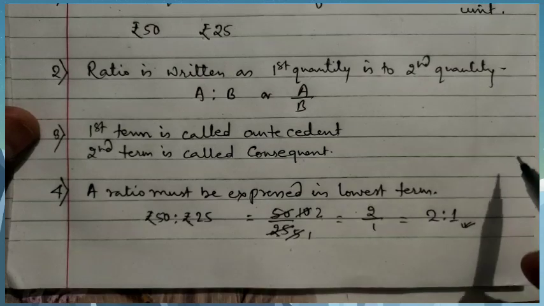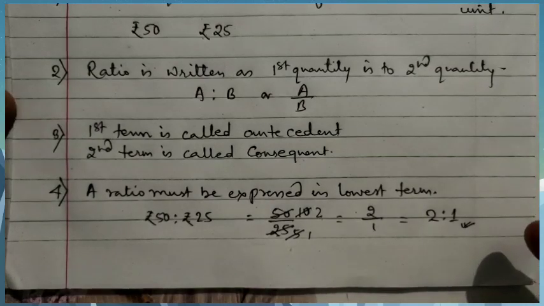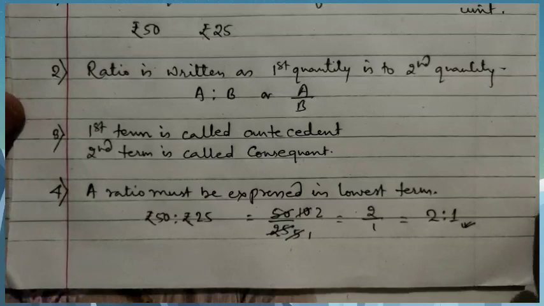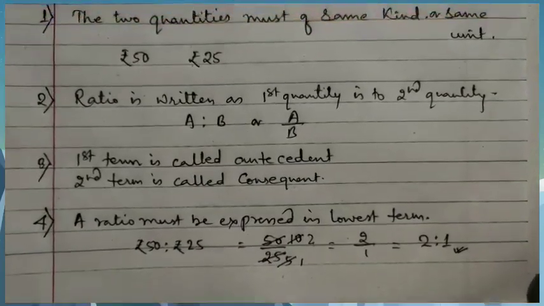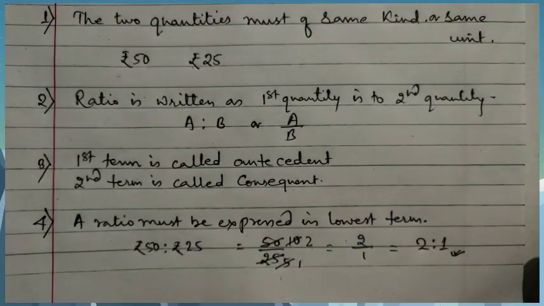These are the 4 main rules which we have understood, and after this we are going to start our exercise, that is 6A.